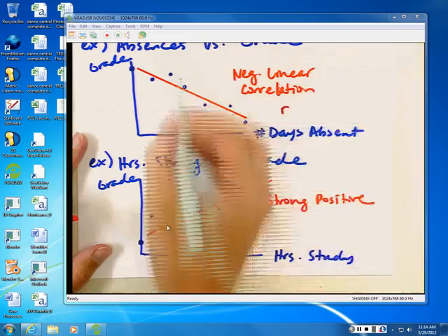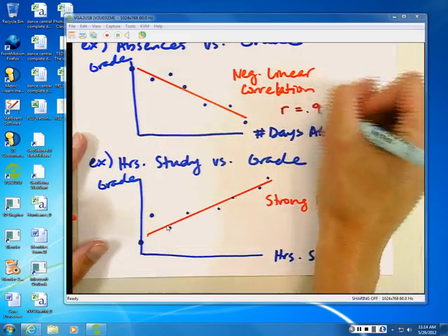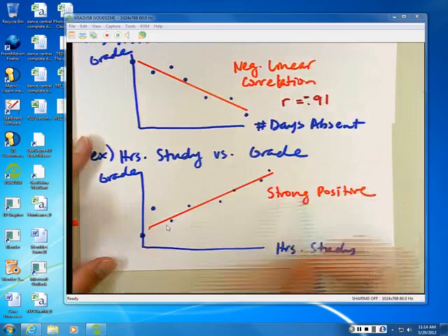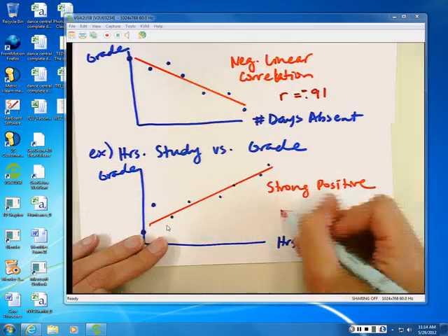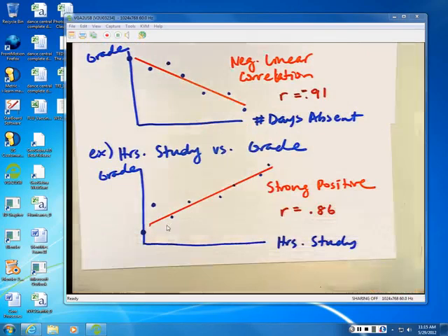So as I'm looking at these R values, I would expect the R value for the negative relationship to be close to -1. It's not perfect, right? It's going to be a little bit off. So let's just say that this R value is, I don't know, -0.91. And for this R value, I would expect it to be close to +1. Let's say that this R value turns out to be 0.86. So a strong positive and a strong negative.